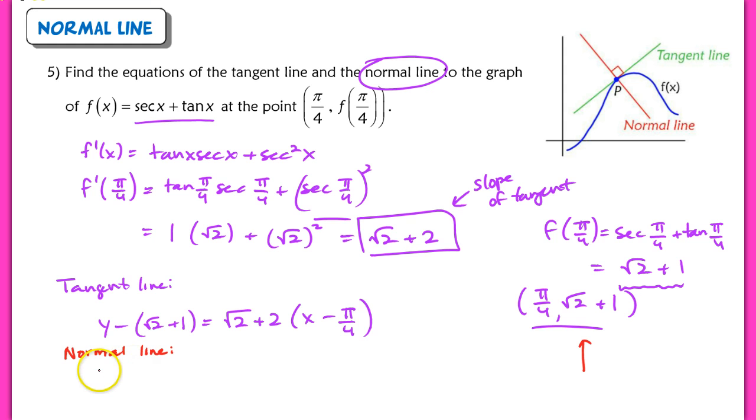So when I write this equation, I'm going to keep that same coordinate. So I have y minus root 2 plus 1. And then when I get to the slope here, I'm just going to rewrite that as the opposite reciprocal. So I take negative 1 over root 2 plus 2. And then I keep x minus pi over 4 the exact same. So this represents the equation for the normal line, while this is the equation for the tangent line. So this problem is finito.